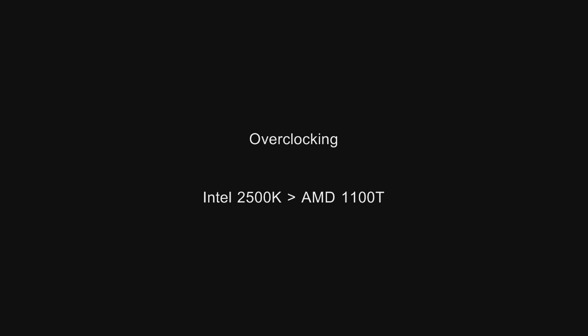So now everybody's components are going to be different, of course. So if yours are higher or lower, that is just the way the CPUs are. There's nothing really you can do about that. And it also depends on the motherboard and memory that you're running. The better the motherboard, the better the memory, of course your overclocks are going to be higher. But in general, the 2500K is almost always going to outclock the 1100T.